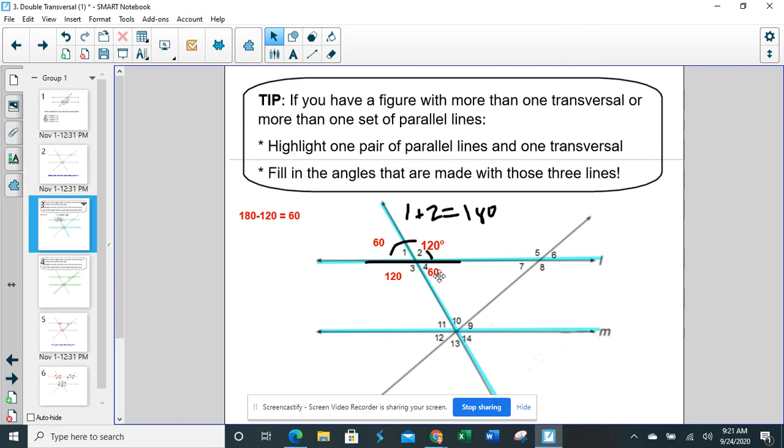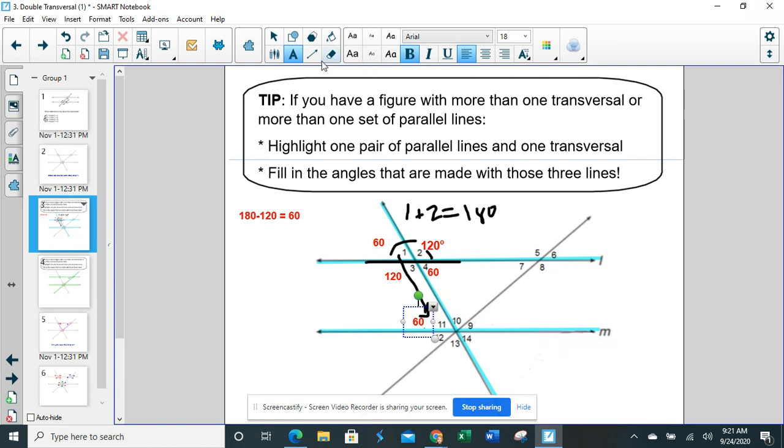Okay, so this is great. I've got my first big set of parallel lines and transversal angles using the relationships. Now what I also know is that down here, 11 and 1 are corresponding, right? Because if I take this angle 1 and I slide it down on top of angle 11, those two are going to have the same angle measure. So I found another angle measure, and that angle measure is going to be 60.